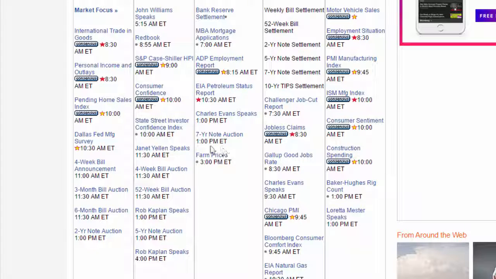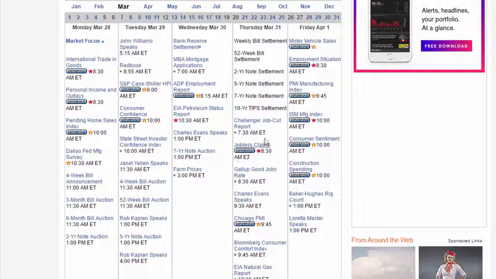Farm prices is something that could be watched to see what's going on with currency prices and maybe even some of the commodity prices, looking at grains and meats, soft sugars and so forth. Natural gas report, so we could watch for that in terms of what's going on with oil. Bloomberg Consumer Comfort Index could impact exchange rates between the US dollar and foreign currencies. Jobless claims is another one coming out. That is an important announcement. Motor vehicle sales, employment situation, PMI manufacturing index, ISM manufacturing index, consumer sentiment. These are all very important announcements coming out. Consumer sentiment's very important. Construction spending, Baker Hughes rig count.